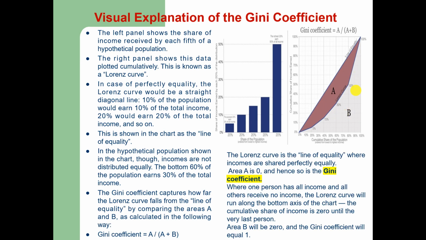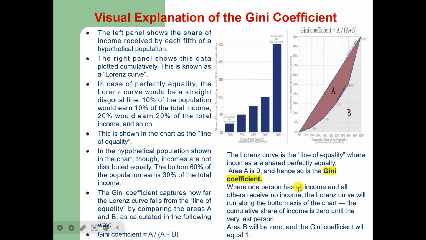If the Lorenz curve is the line of equality, where incomes are shared perfectly equally, area A is 0, and hence the Gini coefficient is also equal to 0. So when the Gini coefficient is 0, there is perfect equality and everybody receives an equal percentage share in the total income.